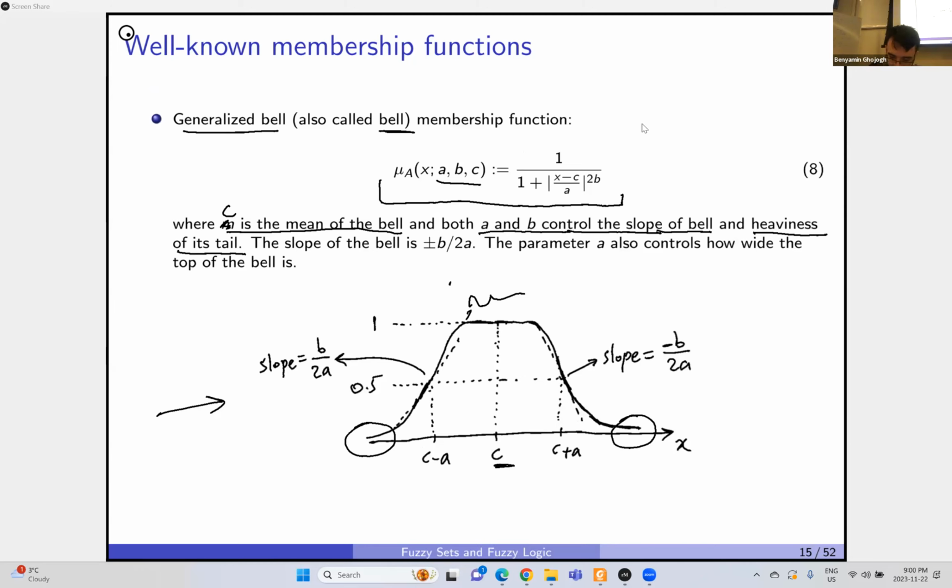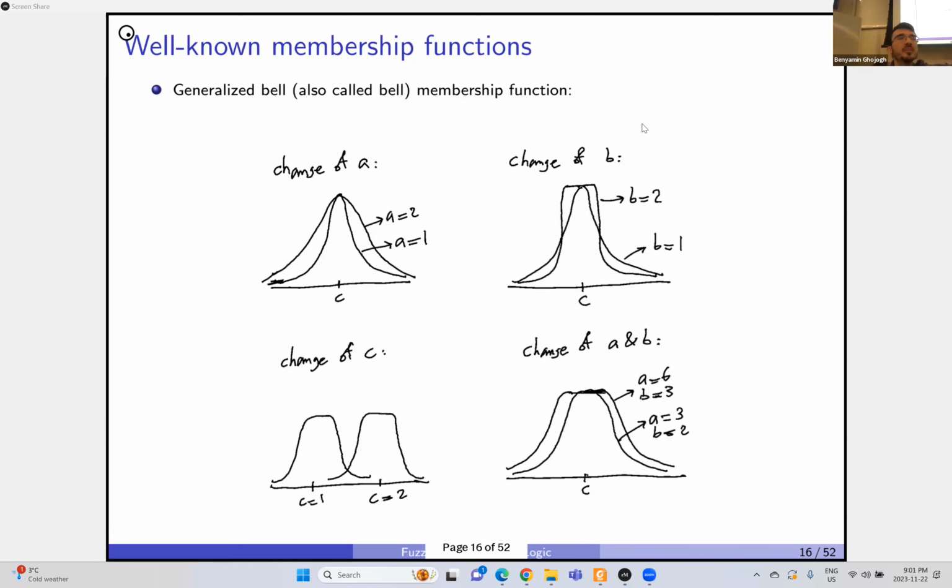So consider this. Let's analyze it. In the middle is C. Then here C plus A. At C plus A, its membership becomes half. At C minus A its membership also becomes half. So this distance is A. This distance is A. So the whole thing here is 2A. And at C plus A, its slope is minus B over 2A. And at C minus A, its slope is B over 2A. Okay? So far clear? Now let's play around with these parameters and see how it changes.